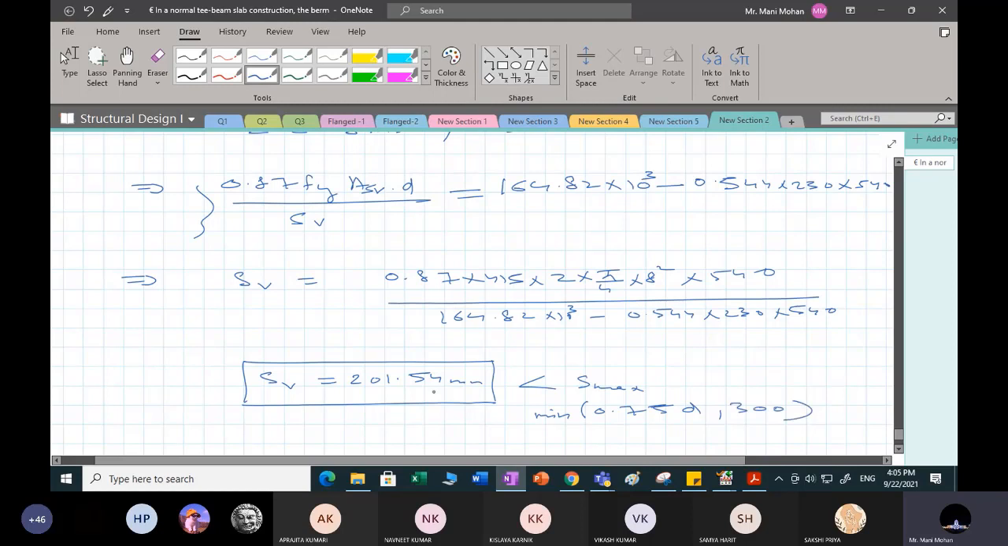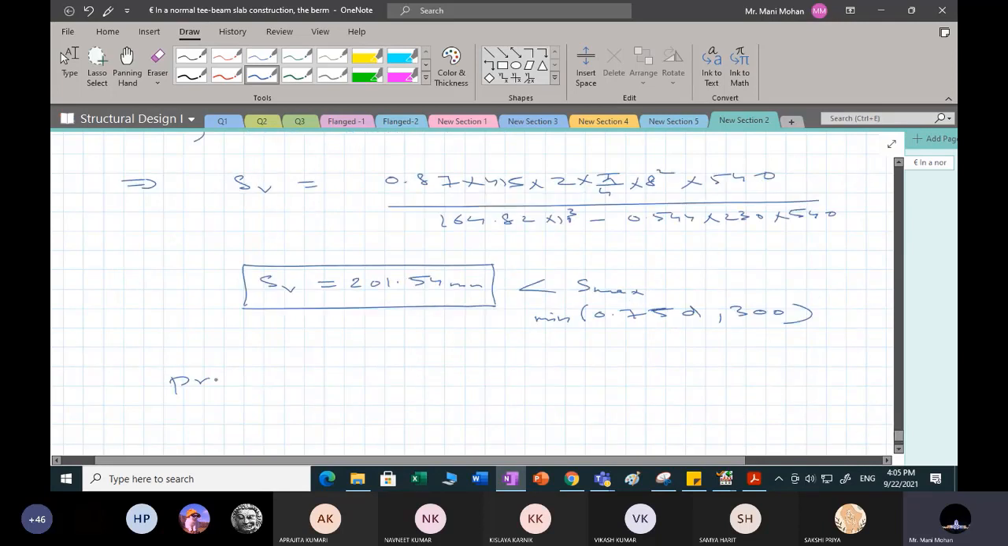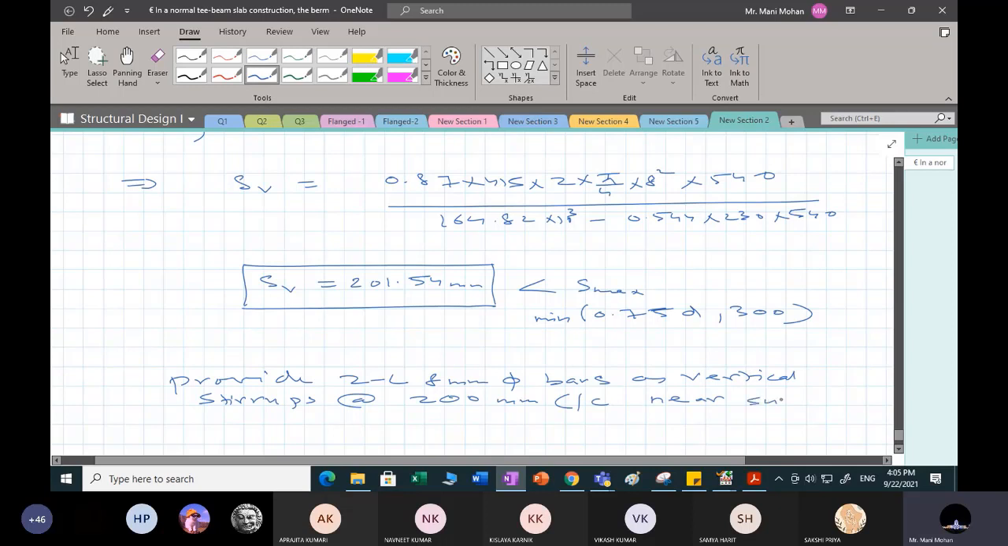I can see this 201.54 is less than 300 and also 0.75 D. So this is satisfactory. So what I can say, provide two-legged 8 mm dia bars as vertical stirrups at say 200 millimeter center to center near support.